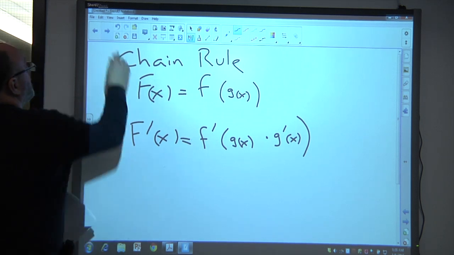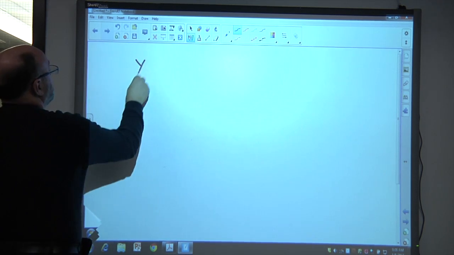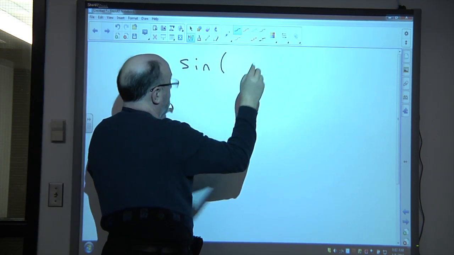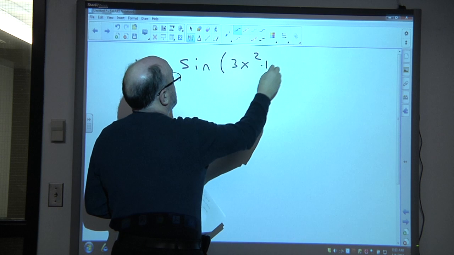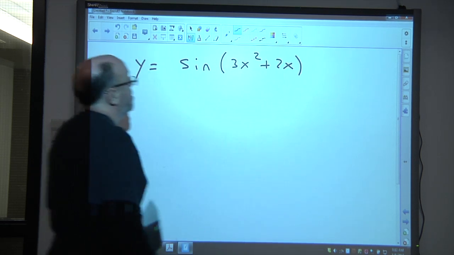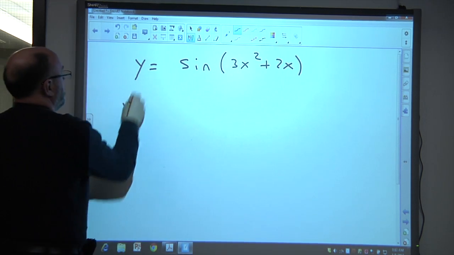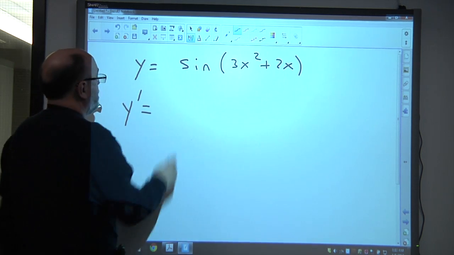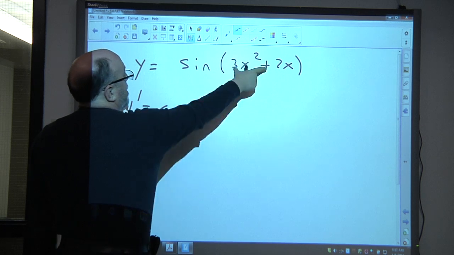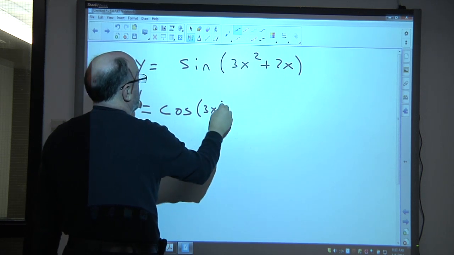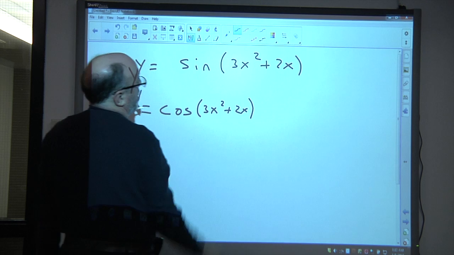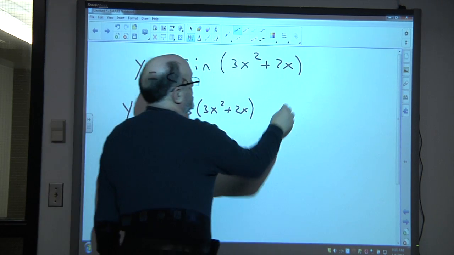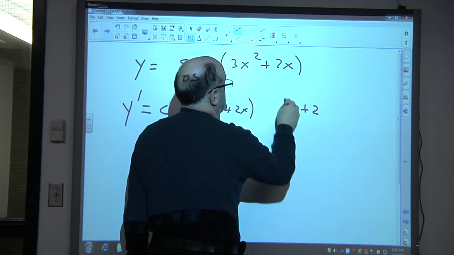So for example, let's say we got y equals the sine of 3x squared plus 2x. And I want to find the derivative. So first off, we got sine. Well, the derivative of sine is cosine. Then we keep this the way it was. And then we take the derivative of this piece, which is 6x plus 2.